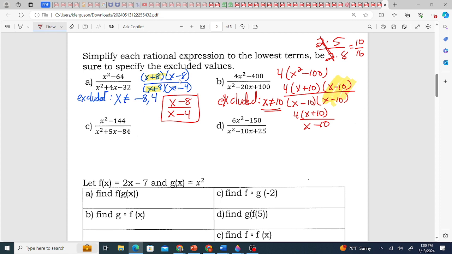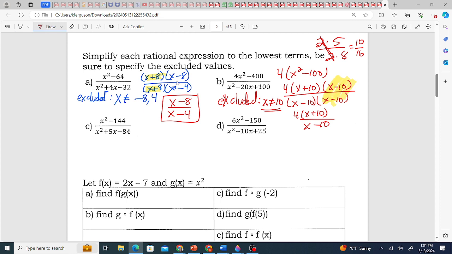Okay. The excluded values came from the bottom. So there's x plus 8. If x is negative 8, plus 8 is 0, I get 0 on the bottom. If x is a positive 4, I get 0 on the bottom.